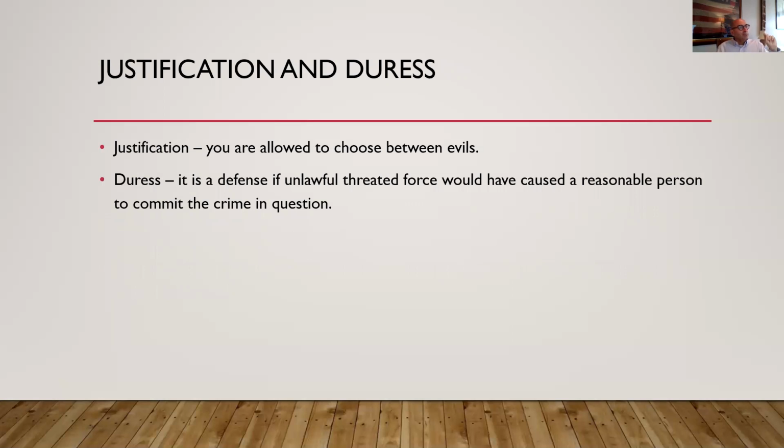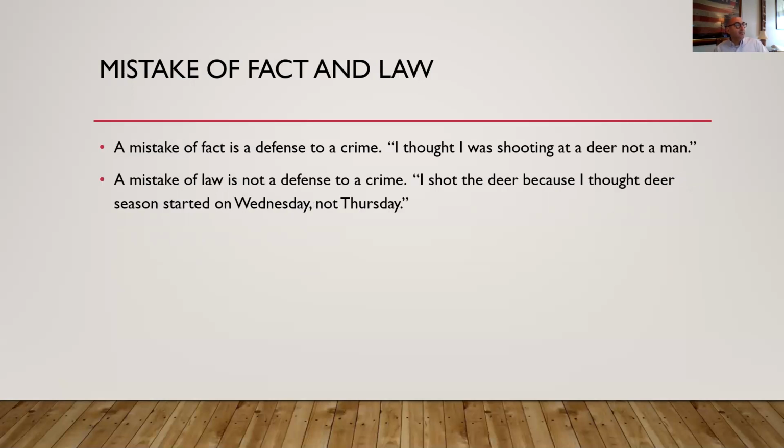Justification and duress. You're allowed to break the law if doing so would create a lesser evil than not breaking the law. And then duress: if you are threatened with physical injury of some sort, force, and this would have caused a reasonable person to commit the crime, you are excused from committing the crime under a theory of duress.